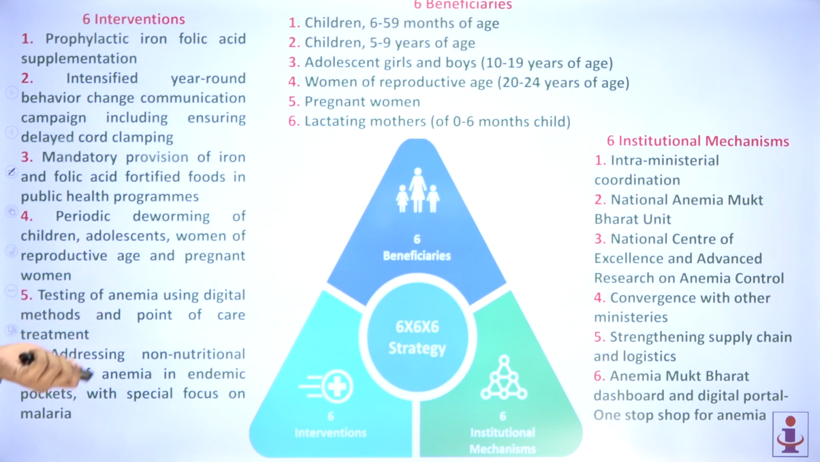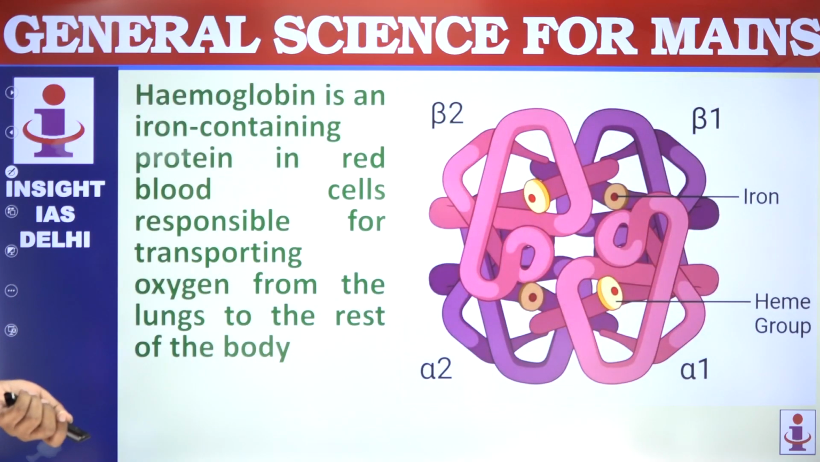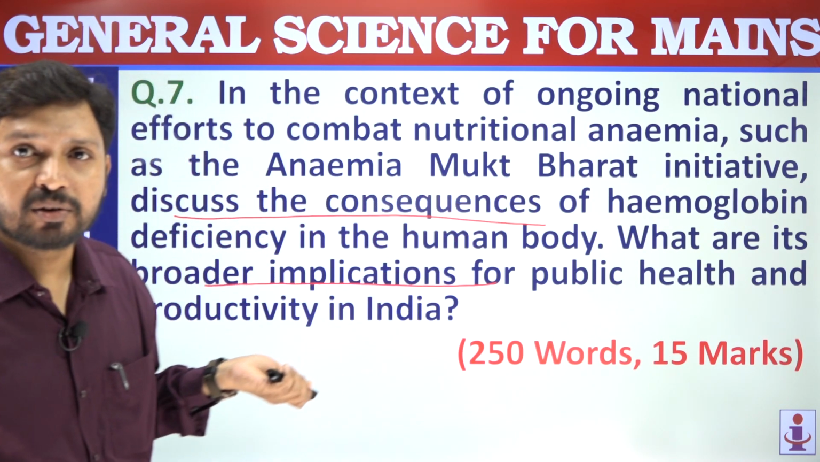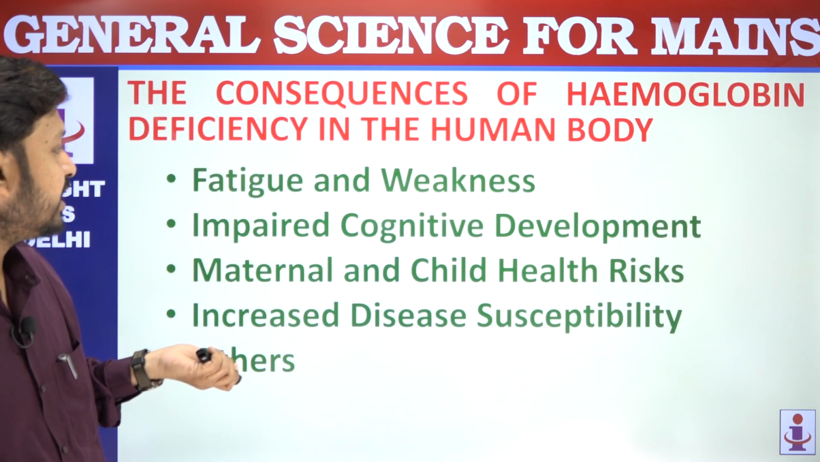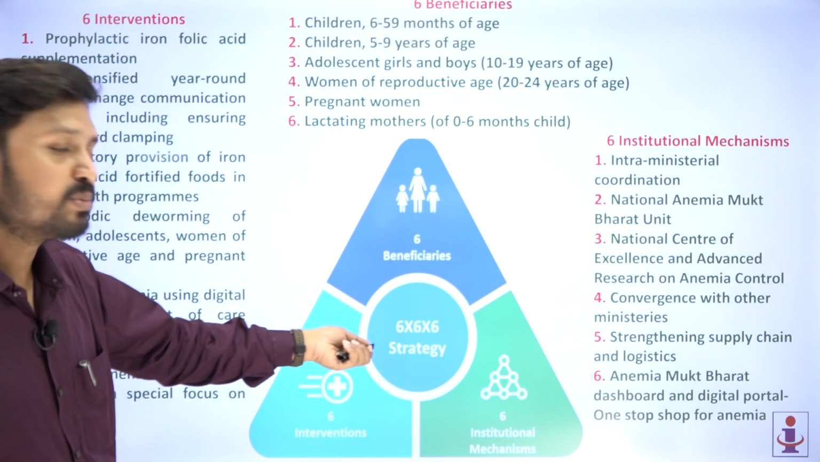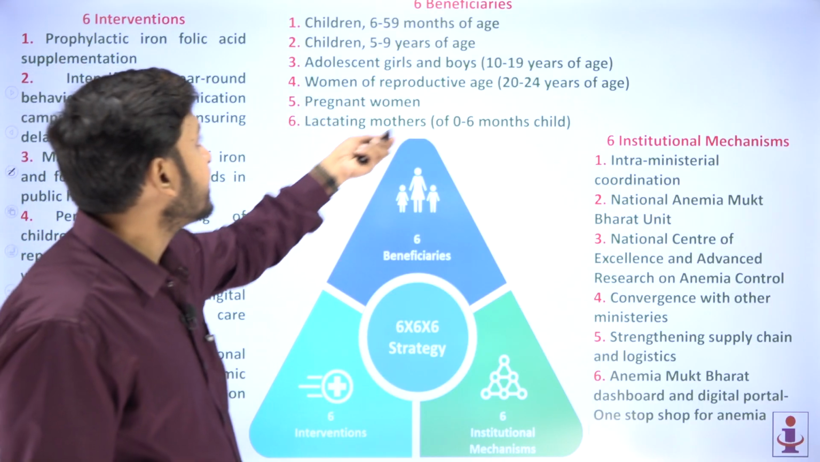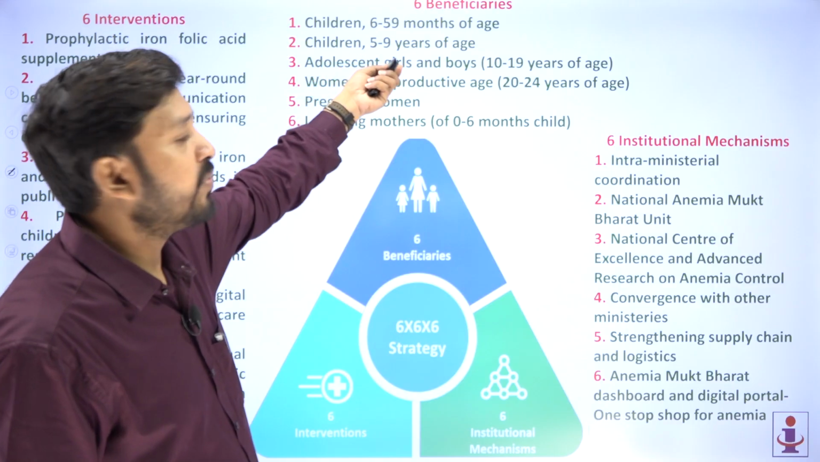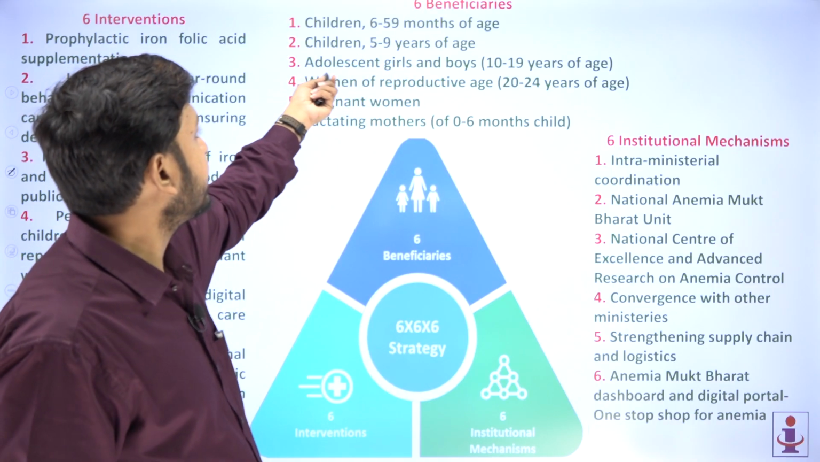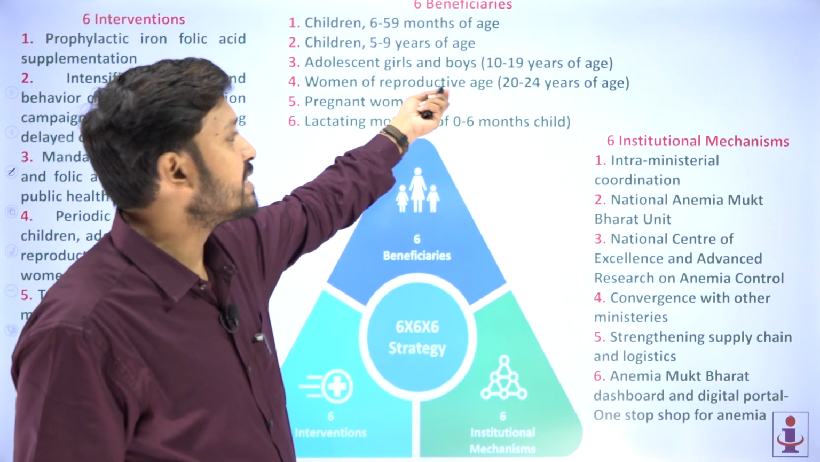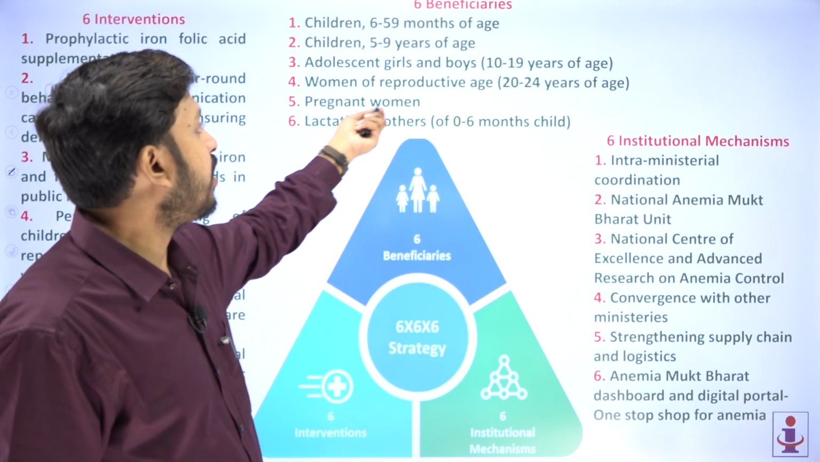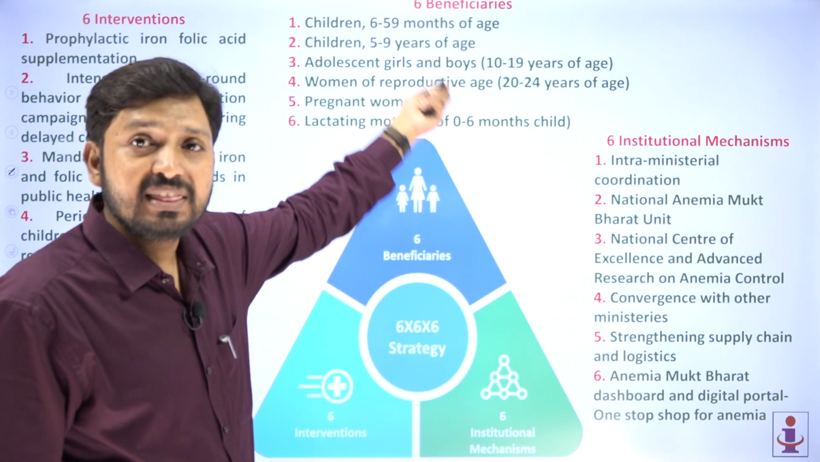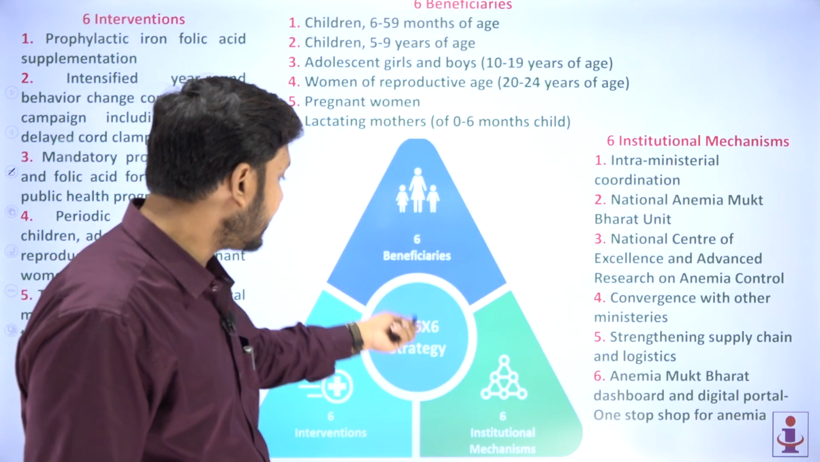So for example, the Government of India has launched a program, which is the Anemia Mukt Bharat initiative. Under this initiative, there is a program called the 6x6x6 strategy, where they are targeting 6 beneficiaries. Who are those beneficiaries? Children of 6 to 59 months, children of 5 to 9 years, adolescent girls and boys of 10 to 19 years, women of reproductive age between 20 to 24 years, pregnant women, and lactating mothers. These are the 6 beneficiaries targeted under this program.